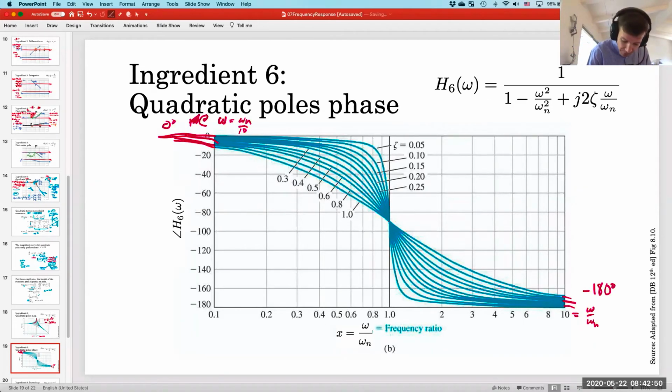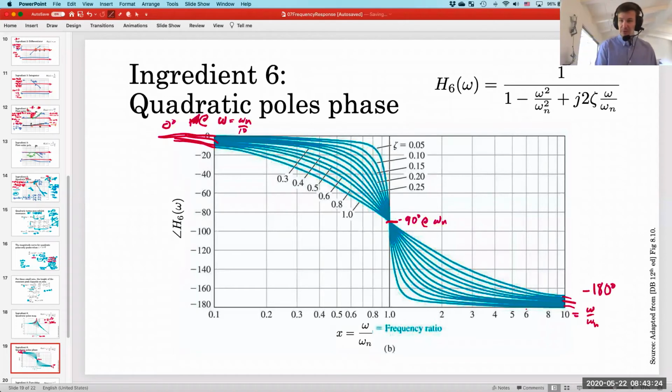All of these curves pass through negative 90 degrees at omega n. So there's no resonant shift here. Everything passes through omega n at negative 90 degrees. That's a super helpful point if you're trying to sketch these out. The difference comes in how these curves get from 0 to minus 180. The smaller zeta becomes, the longer they stay high and the steeper the waterfall is.